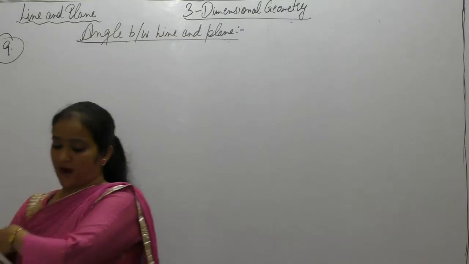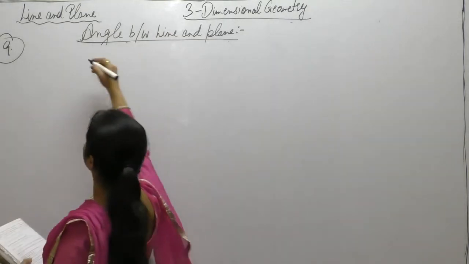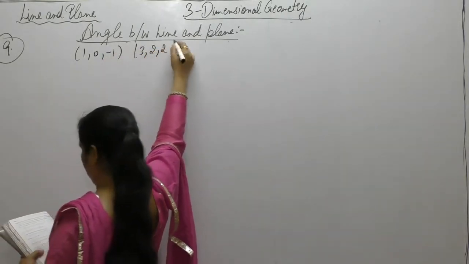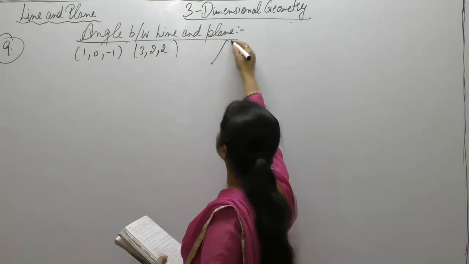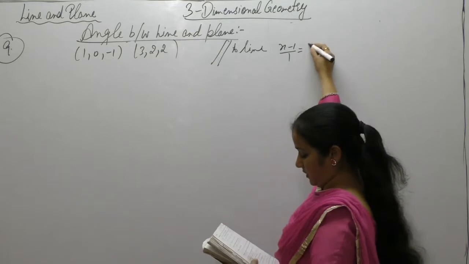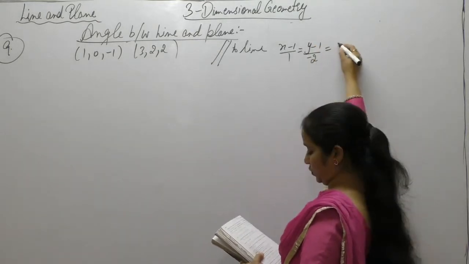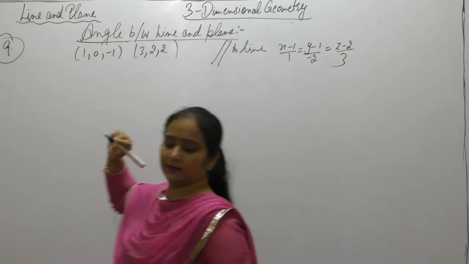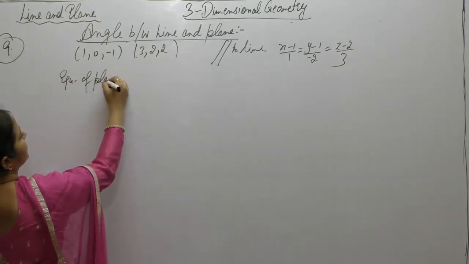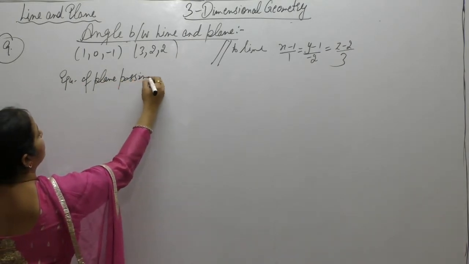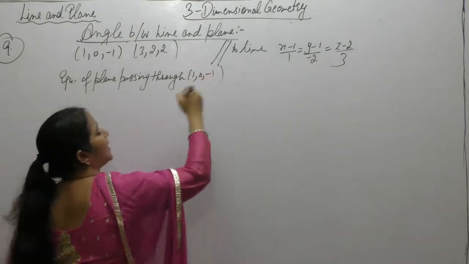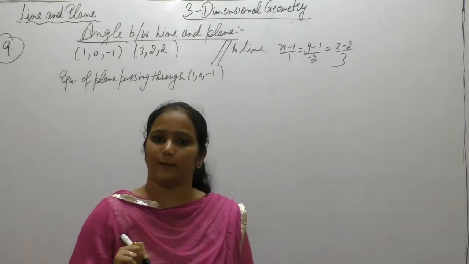Next one: find the equation of the plane through the points (1, 0, -1) and (3, 2, 2) and parallel to the line (x-1)/1 = (y-1)/-2 = (z-2)/3. Now, the equation of a plane passing through (1, 0, -1).